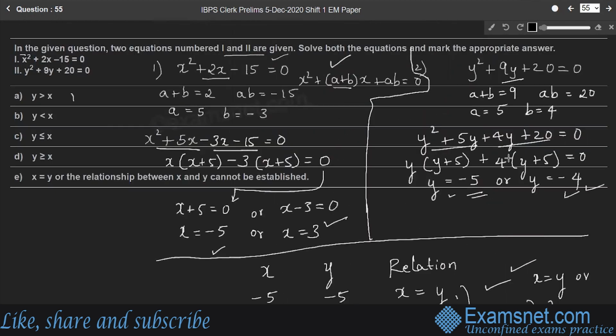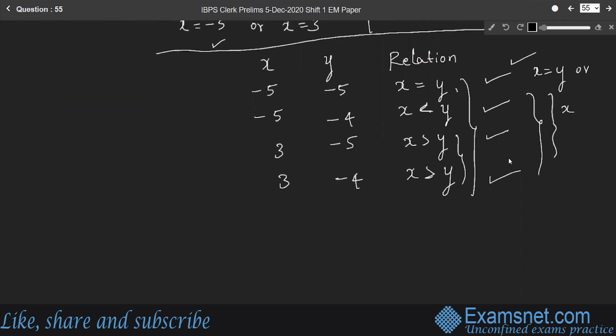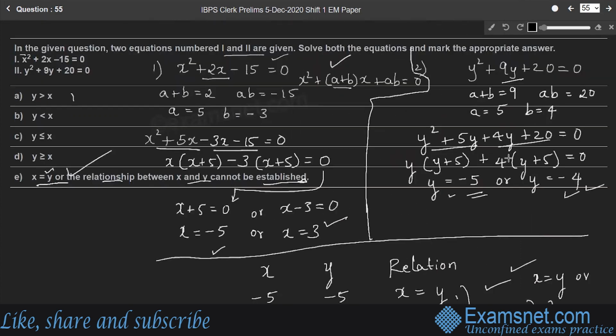So look at the options here. y is greater than x, y is less than x, y is less than or equal to x, y is greater than or equal to x. And in option E, x is equal to y or the relation between x and y cannot be established, because there is not a particular relationship here. In one case, x is less than y. In the other two cases, it is greater than y. Therefore, option E is the right answer.